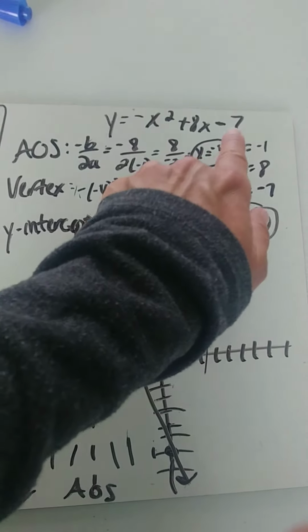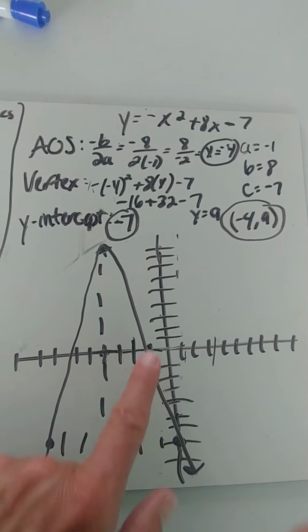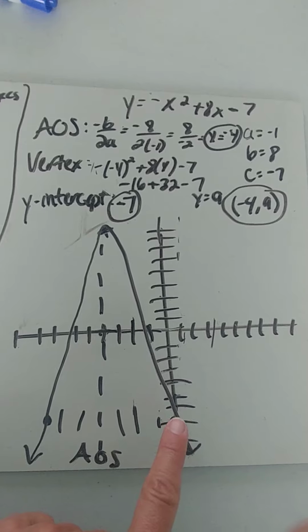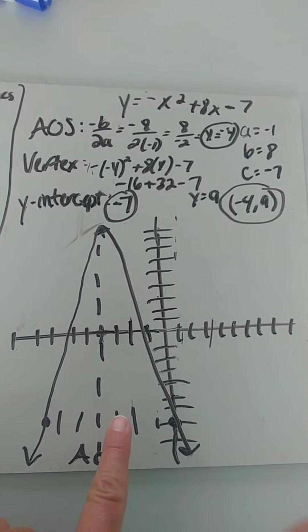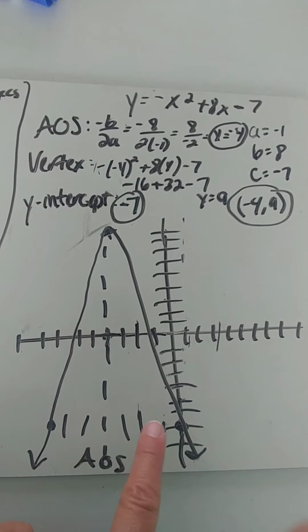My y-intercept, I don't have to do any math. It's sitting right here at the position of C, -7. I go down to -7, I mark it. Now, this is 1, 2, 3, 4 away from my AOS. There are 3 spaces in between.